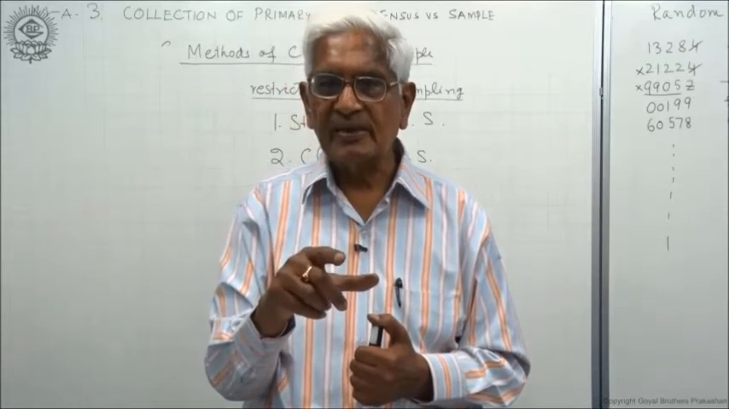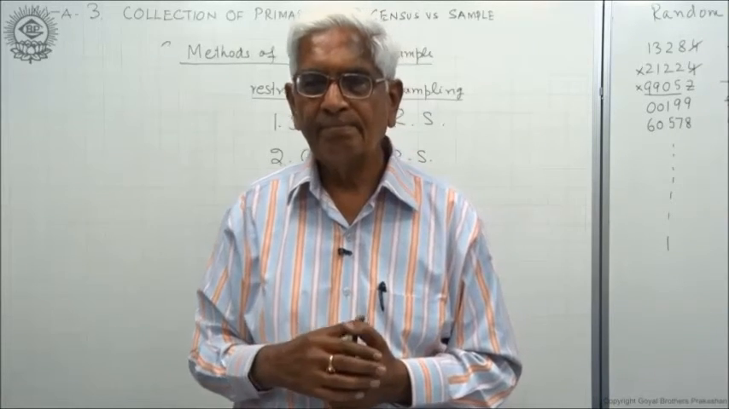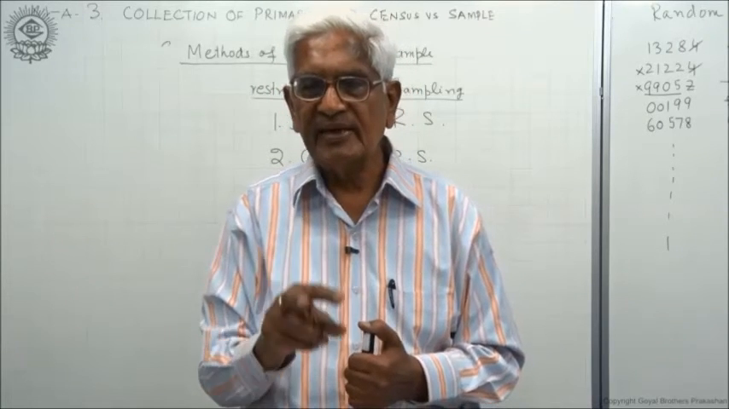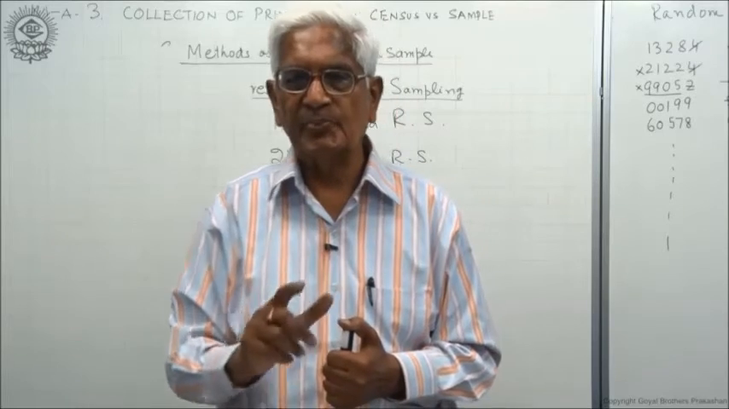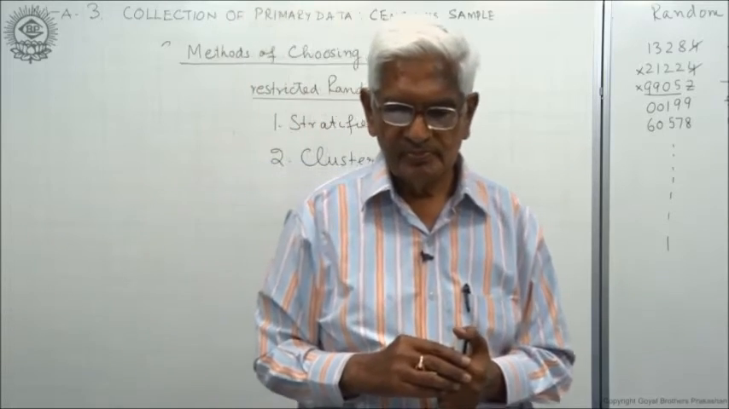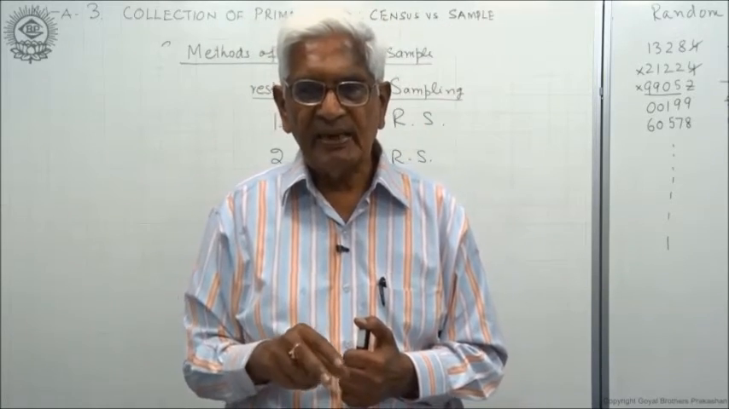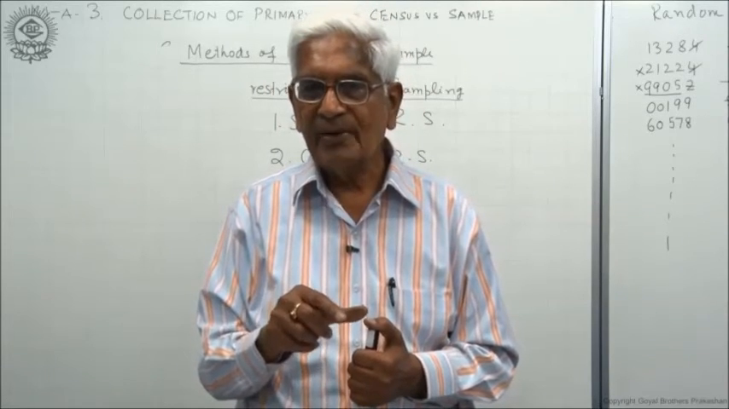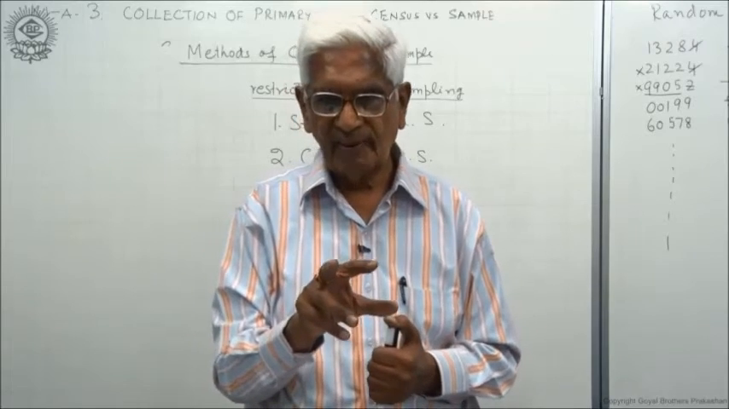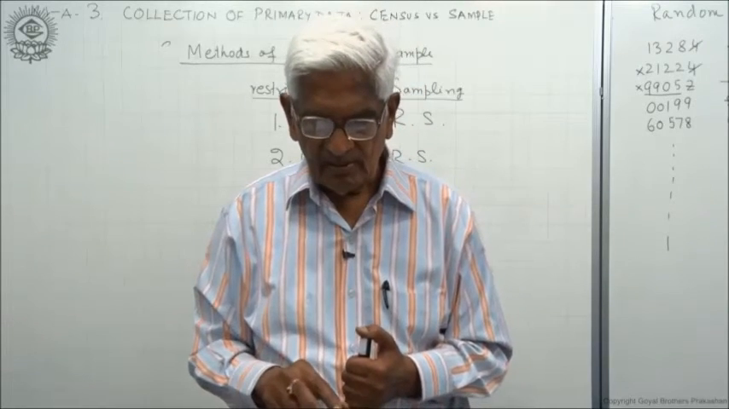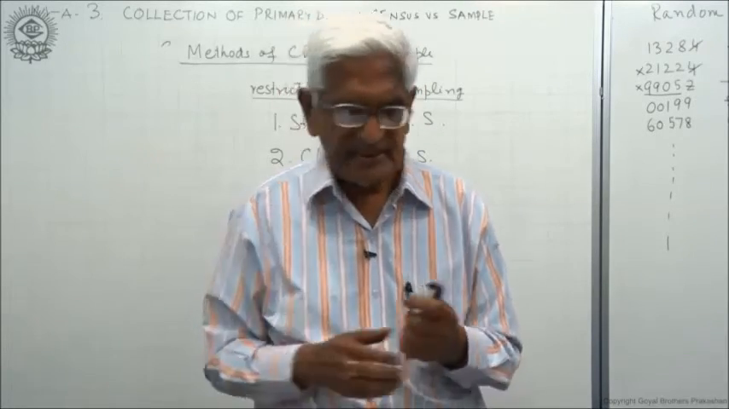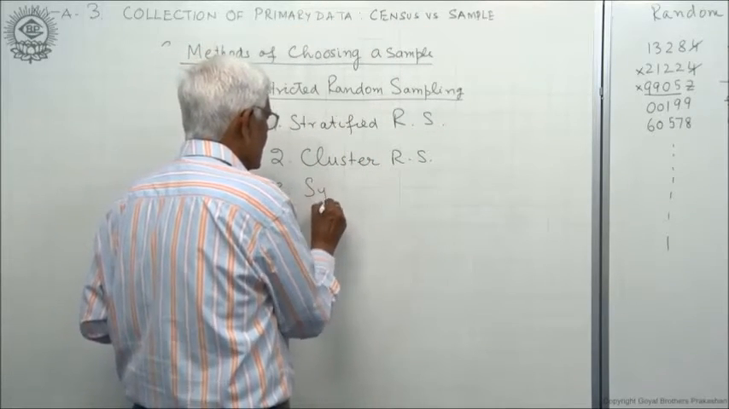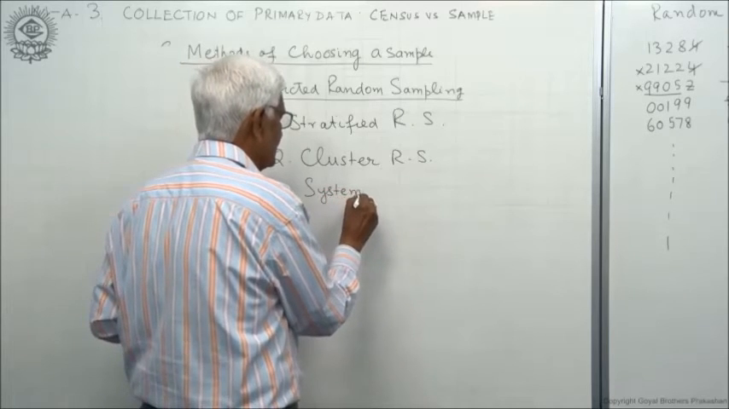That is cluster sampling. So how it is different from stratified? In stratified, we divide into groups and we take sample from each group. In cluster sampling, we also divide into groups, but we take sample from selected groups. Then we come to the third, systematic sampling.